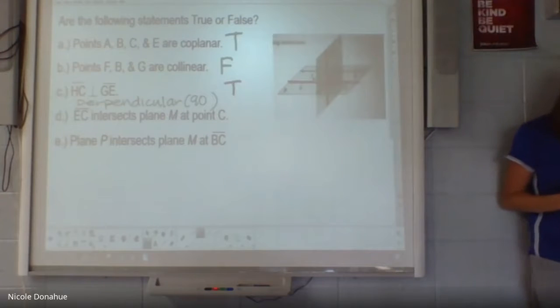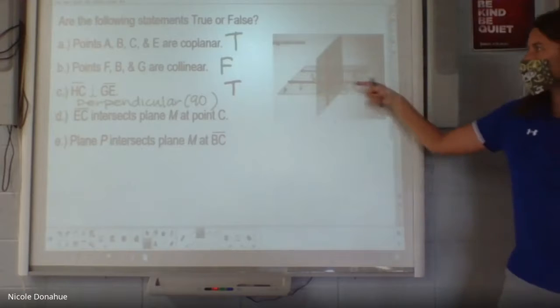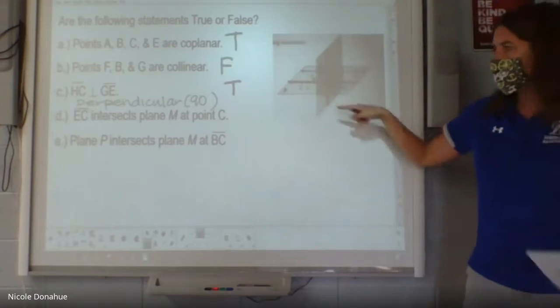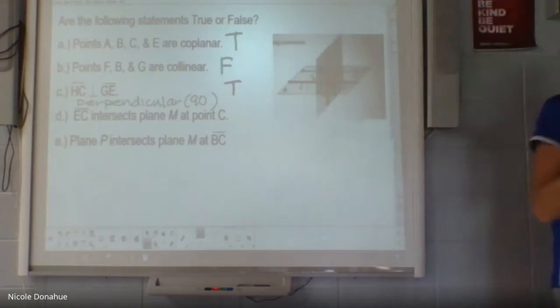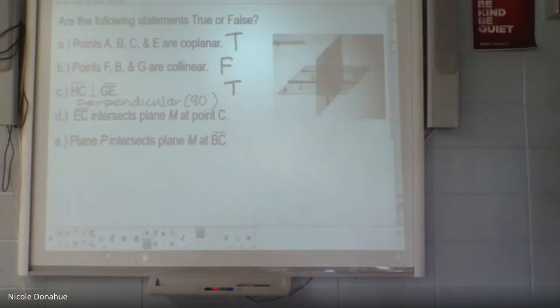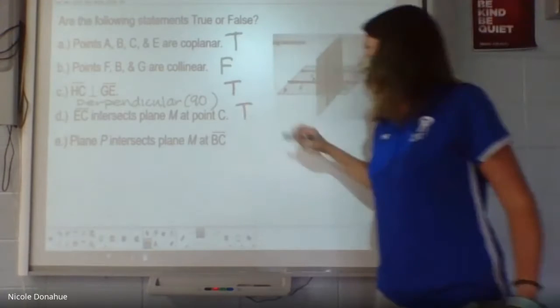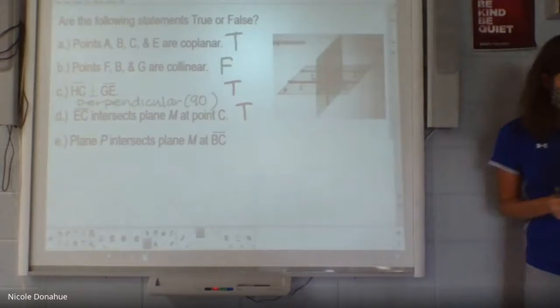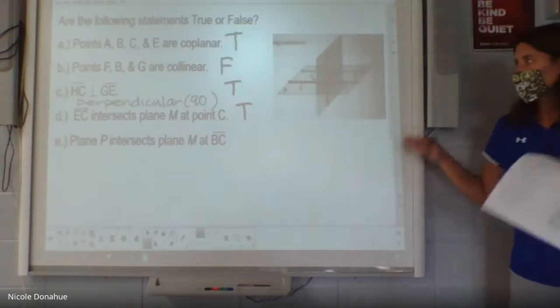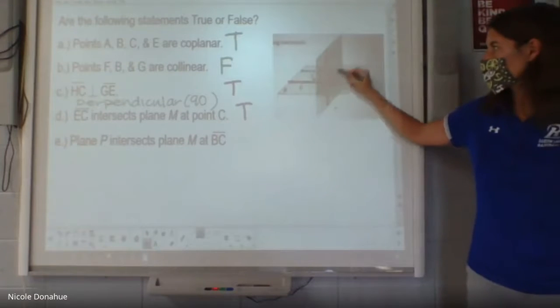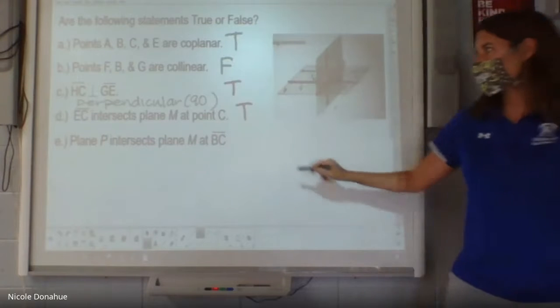EC intersects plane M at point C. So EC is a line, it intersects plane M. Here's plane M. Where does that line hit that plane? At point C. You guys agree with that? Yeah, looks good. And then the two planes intersect at line BC. So the two planes intersect at this line here, so that is also true.